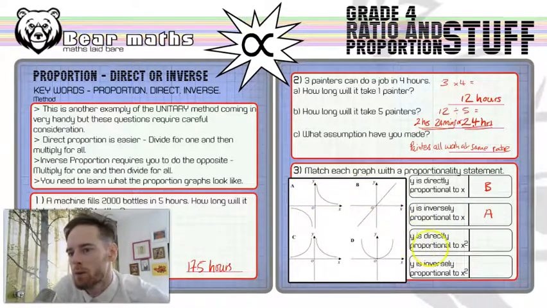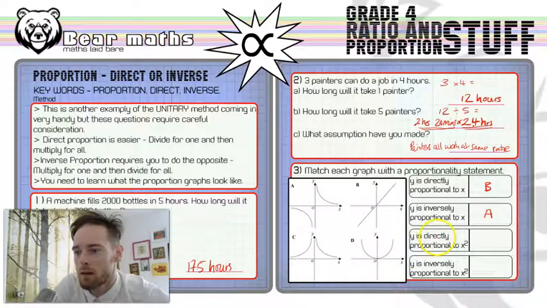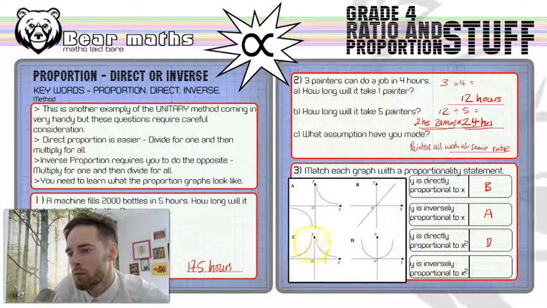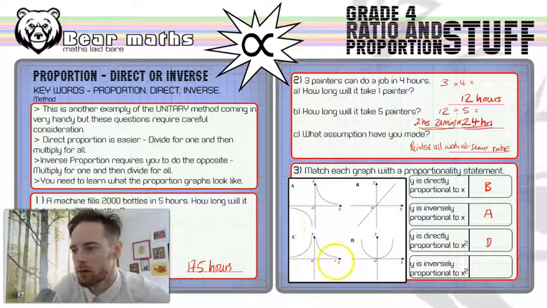Now y is directly proportional to x squared. This is the graph of y equals x squared, y equals something lots of x squared. So that's this one. That must be D. So BAD, and then the last one is C. Y is inversely proportional to x squared. So there's our inverse proportion graph, and there's our graph showing inversely proportional to x squared.